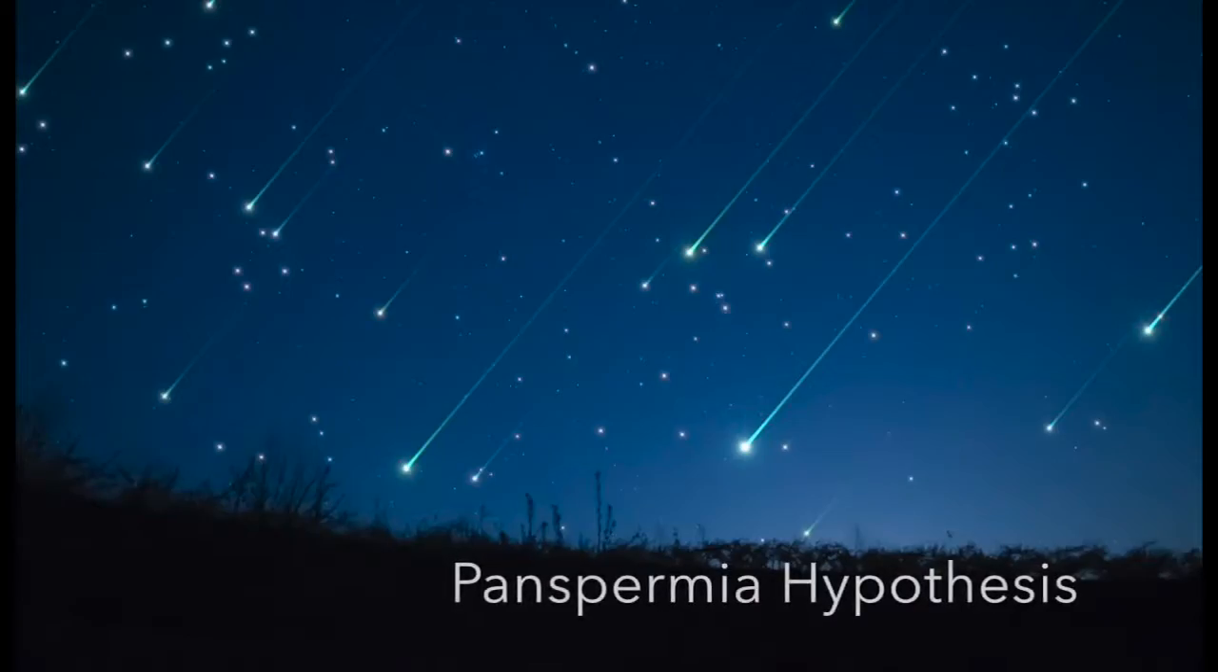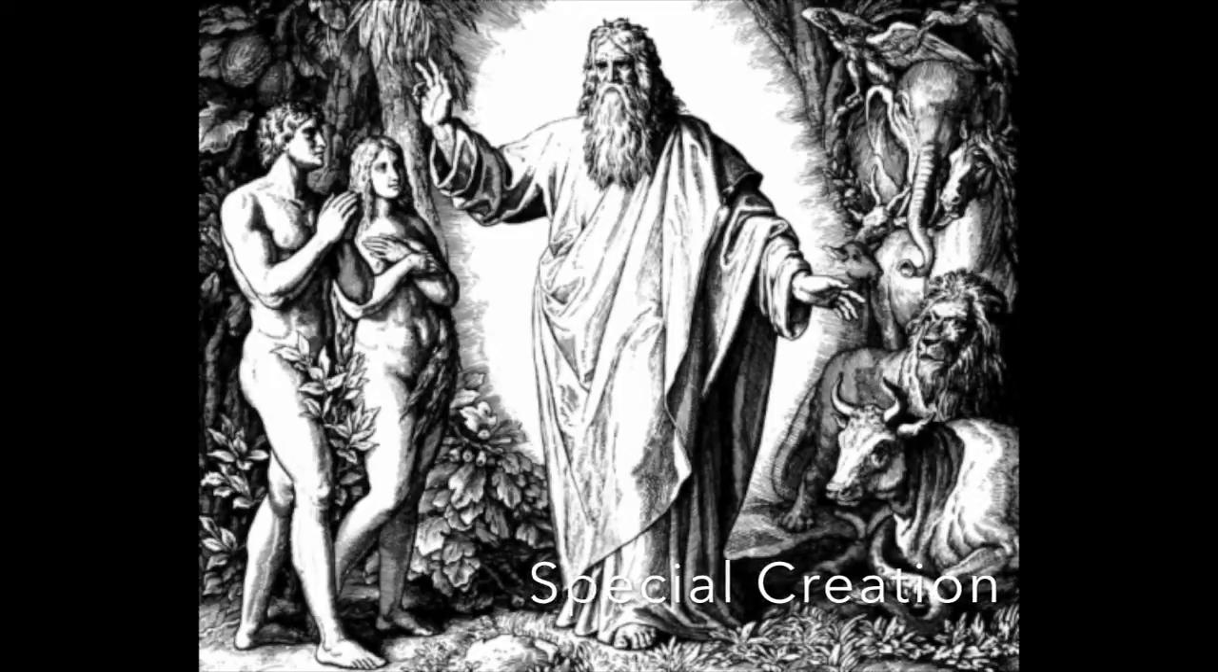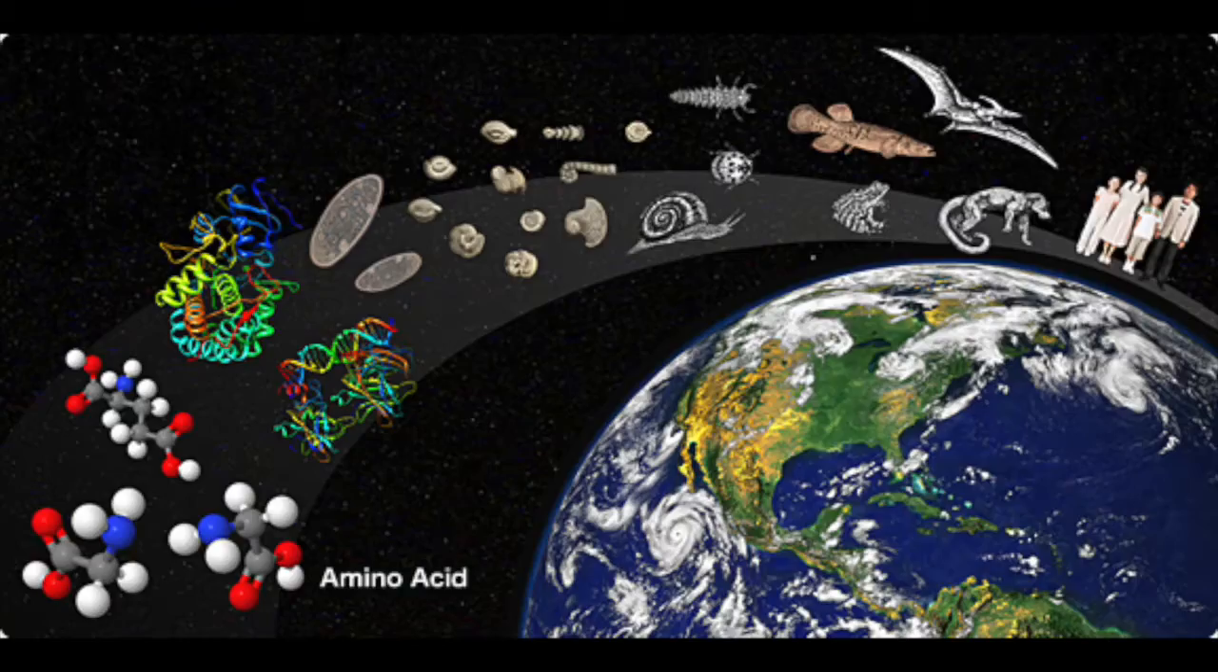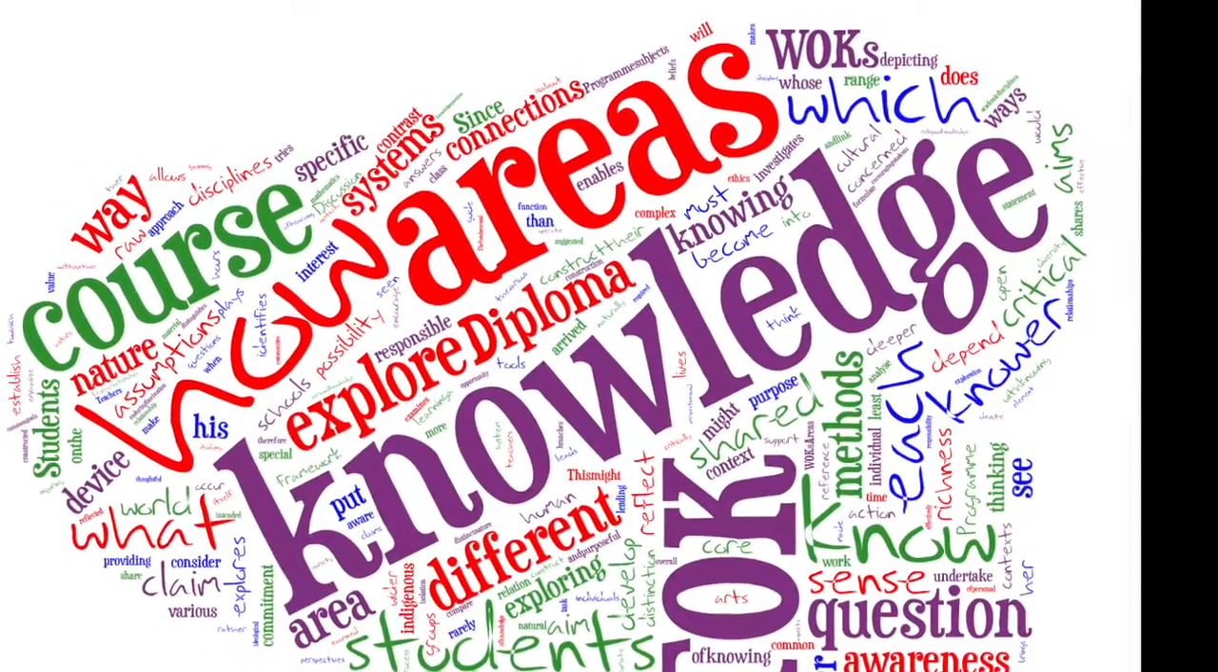Deep-sea vents, delivery of life forms via meteoroids, and special creation also offer possible mechanisms for this event, and they can help to explain how we as humans are present on Earth today. This is where theory of knowledge can help us.